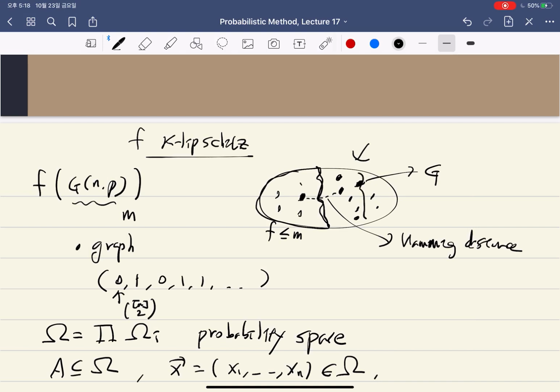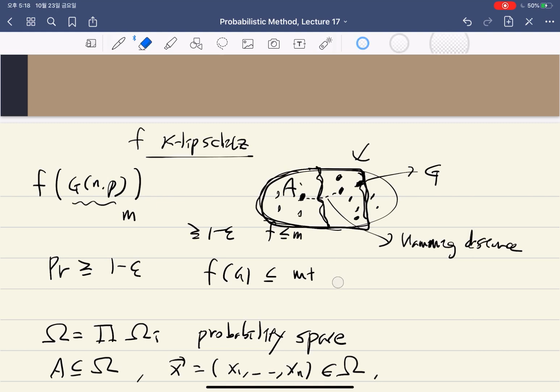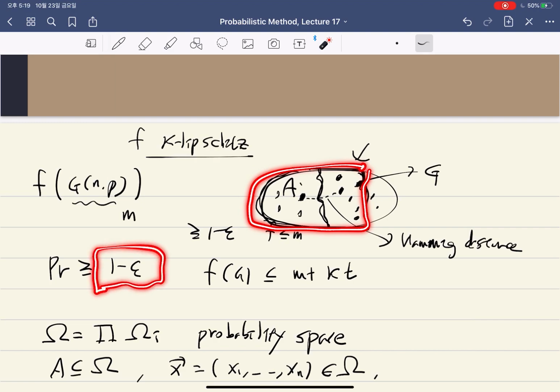And if you show that, let's say this is A, and you take all the points which are at Hamming distance at most T from A, with this assumption, if this has measure at least 1 minus epsilon, then we can say that with probability at least 1 minus epsilon, F of G is at most M plus KT. Because all these graphs, which take up at least 1 minus epsilon of the measure of the entire probability space, are obtained from a graph with F value at most M by changing at most T adjacencies, and each time you change, F changes by at most K.